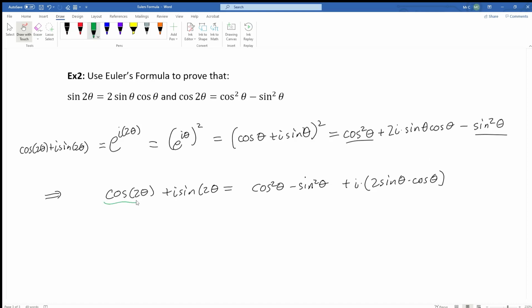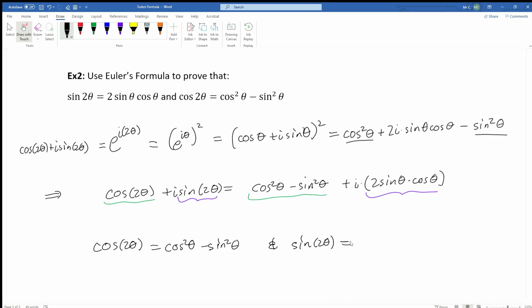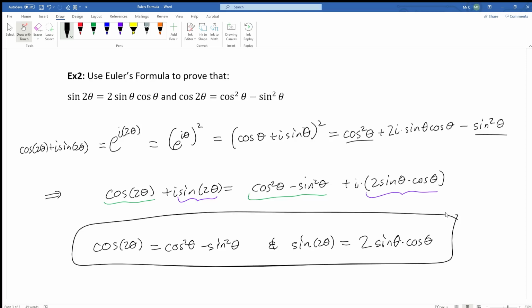And once again, my real part here has to be equal to this real part, and my imaginary part here has to be equal to this imaginary part. So in conclusion, cosine of 2 theta is equal to cosine squared of theta minus sine squared of theta. And sine of 2 theta equals 2 sine of theta times cosine of theta. And that's it. Try to find the difference formulas for sine and cosine on your own using Euler's formula.